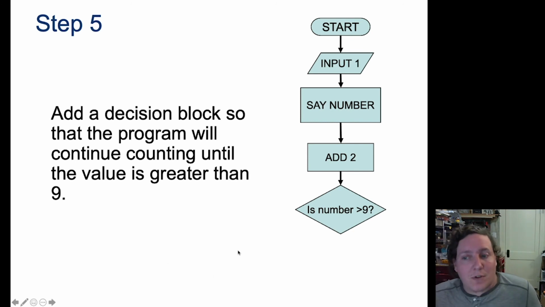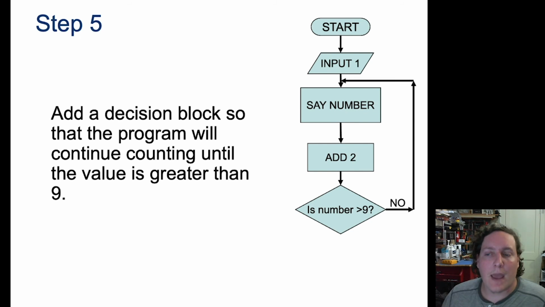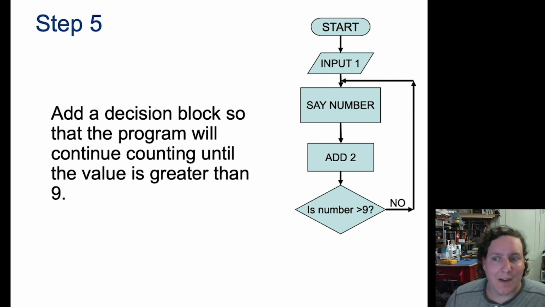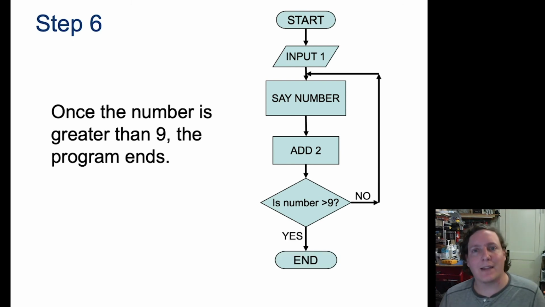So we ask if the number is greater than 9, and if it's not, we go back, we state the number, and we add 2, we're able to check again. Okay? But if it is greater than 9, we know that it's time for that program to end. Okay? So we go ahead and put in that end block, and this gives us a map, okay? Basically a roadmap, to writing the program that we actually need to write, whether it's the drag and drop block coding that we've been using with Tinkercad, or if it's something where you're actually writing out the text code.